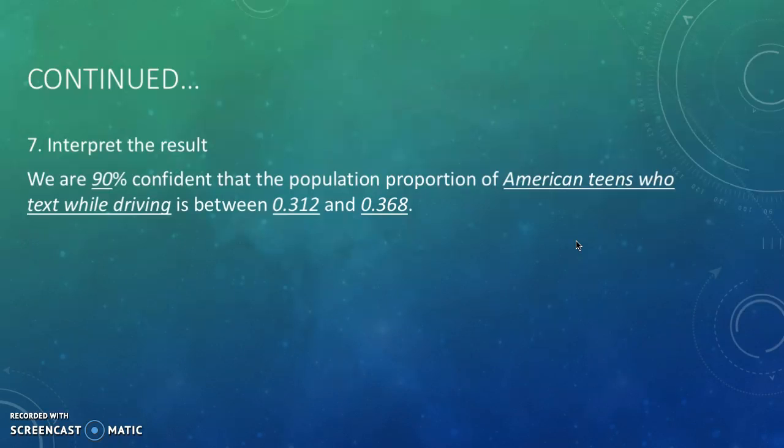Most important part is interpreting what that means. So what that means is we can say we are 90% confident that the population proportion of American teens who text while driving is between 0.312 and 0.368. You might also be asked to acknowledge the interpretation that means 90% of the confidence intervals that we would construct will actually contain the true population proportion of teens who text while driving, and the other 10% will not. But I'm more worried about this particular interpretation as opposed to the other one.